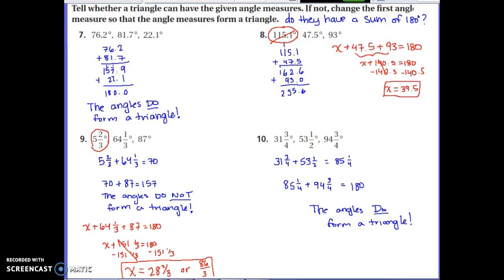When I tested number 10, I did find that all three of those angles added up to 180 degrees. When I added the first two, I got 85 1/4, and then adding on that third angle down here, I ended up with a total of 180. So therefore, the angles do form a triangle.